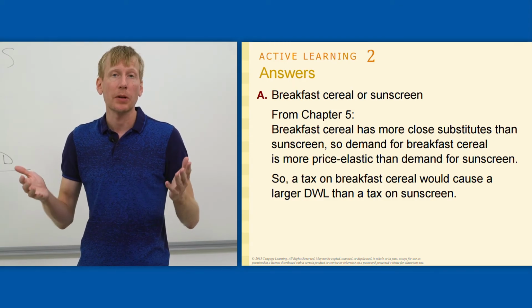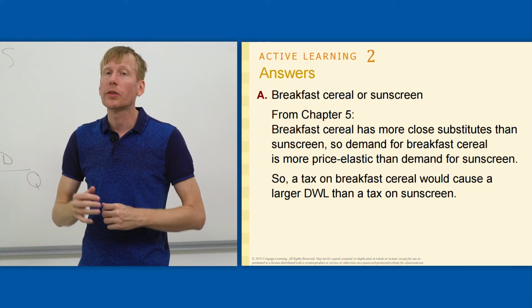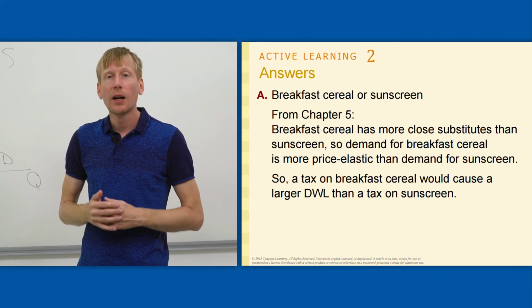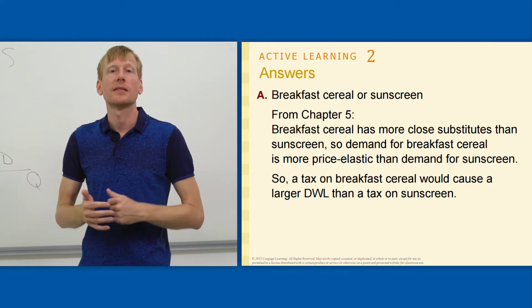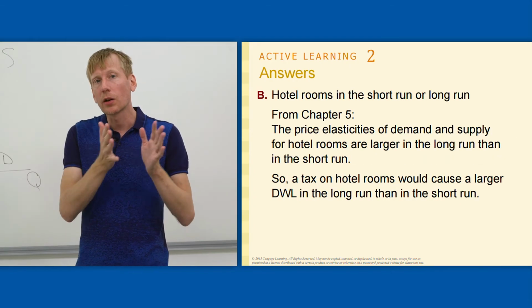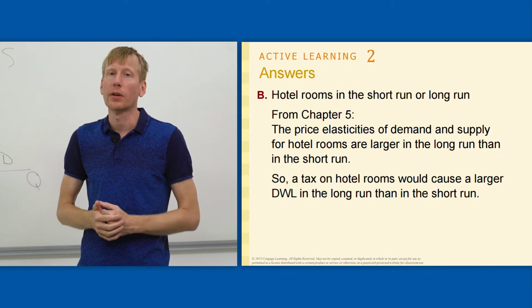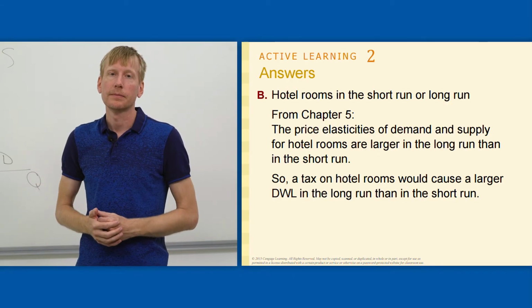And if we were to choose an optimal tax policy in order to raise revenues without creating very much deadweight loss, we would want to put higher taxes on sunscreen and lower taxes on breakfast cereal. Our second case, look at hotel rooms in the short run versus hotel rooms in the long run.